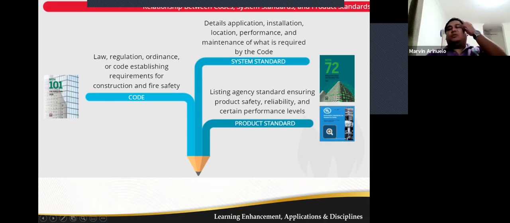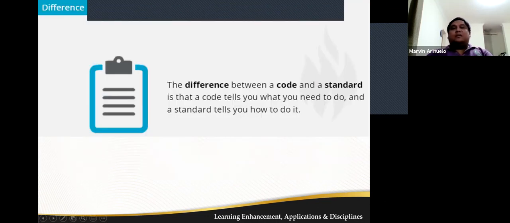So what is the relationship between the code, the system, and the product standard? The code is the law, regulation, ordinance, or code that establishes the requirements for construction and fire safety. On the other hand, the system standard provides the detailed application, installation, location, performance, and maintenance of what is required by the code. And the product standard is about the listing agency standard, so let's say the UL standard, Underwriters Laboratories, to ensure product safety, reliability, and certain performance. And maybe the law or regulatory agency might require you to comply with both the system and the product standard.